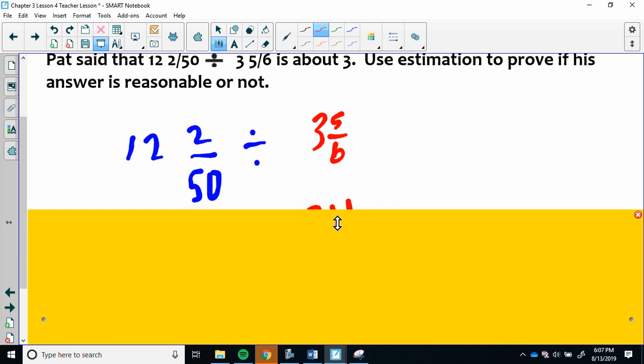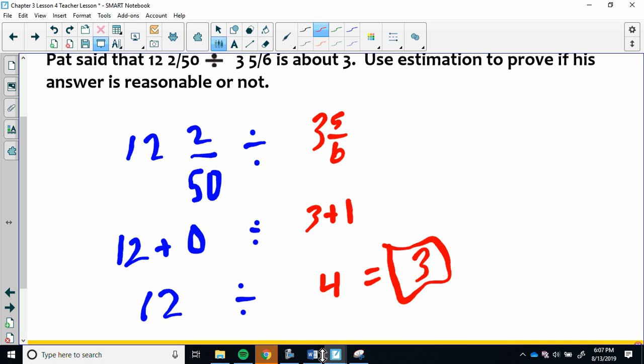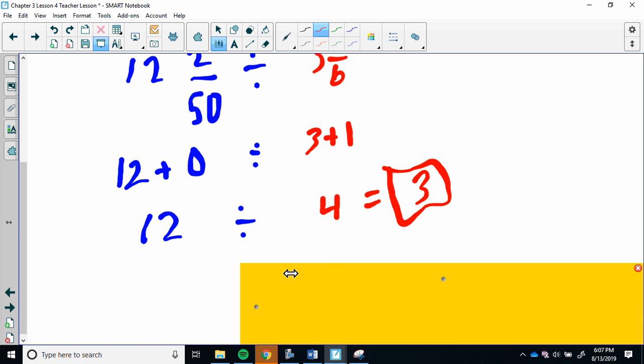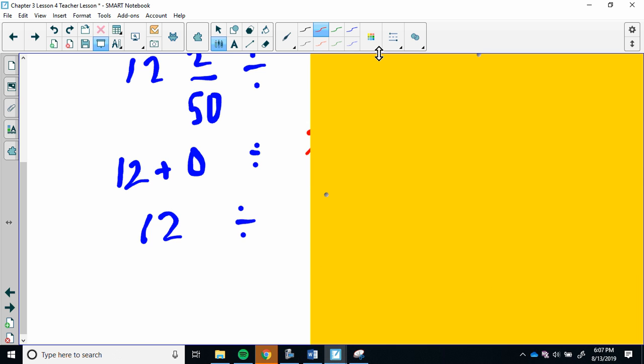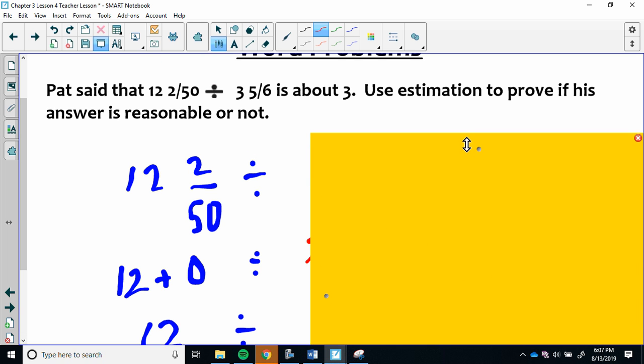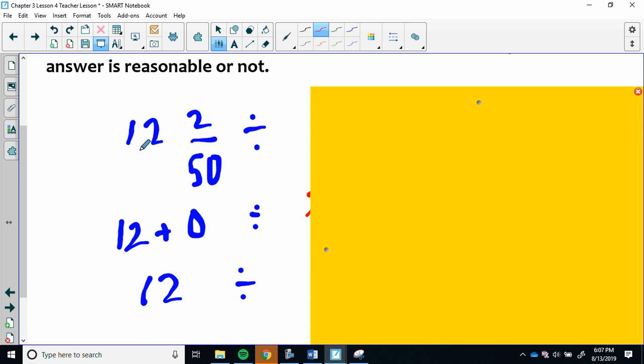Let's use estimation. So what we do is let's focus on the left-hand side first. Let's take the whole number, 12. 2/50. If we think about 2/50, is that around 0? Is it about half? Or is it closer to 1? Are those numbers really close together? These numbers are really far apart, so I'm going to say that's the equivalent of a 0. 12 plus 0 is 12.